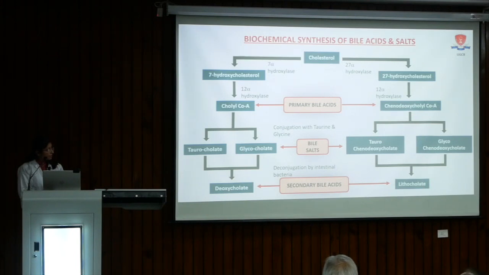Then these bile salts pass into the small intestine and get deconjugated by the intestinal bacteria and get converted into secondary bile acids, that are deoxycholate and lithocholate.